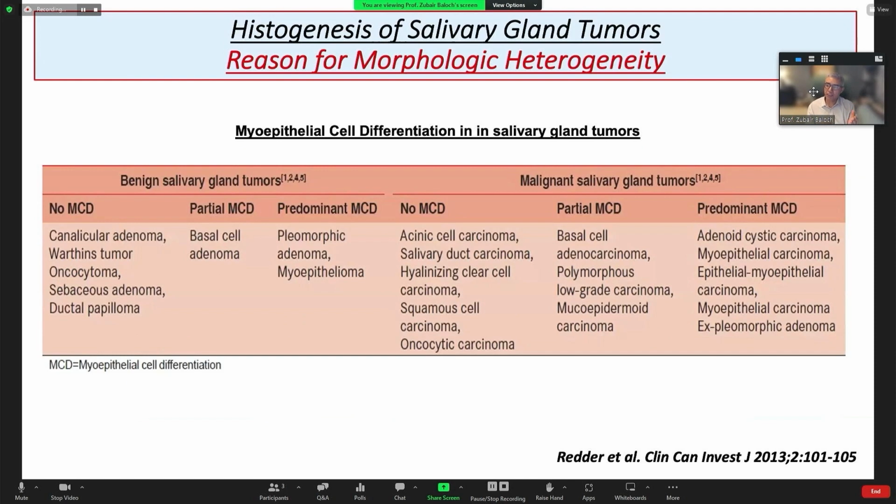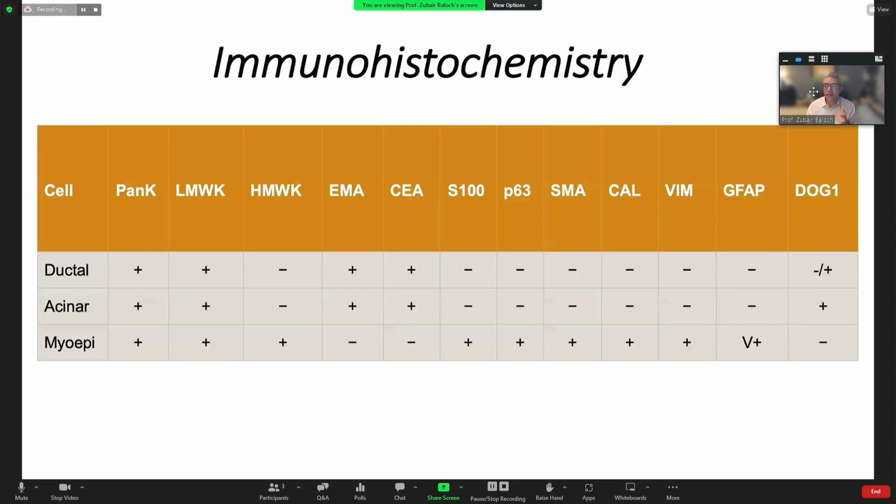Now, the myoepithelial cells, we always talk about myoepithelial cells. This looks like a myoepithelial cell because it's a spindle cell. This looks like a myoepithelial cell because it's a plasmacytoid cell. Now, if you look at the makeup of the myoepithelial cells in benign and malignant tumors, you can see the list is pretty long, and that really makes things more complicated.